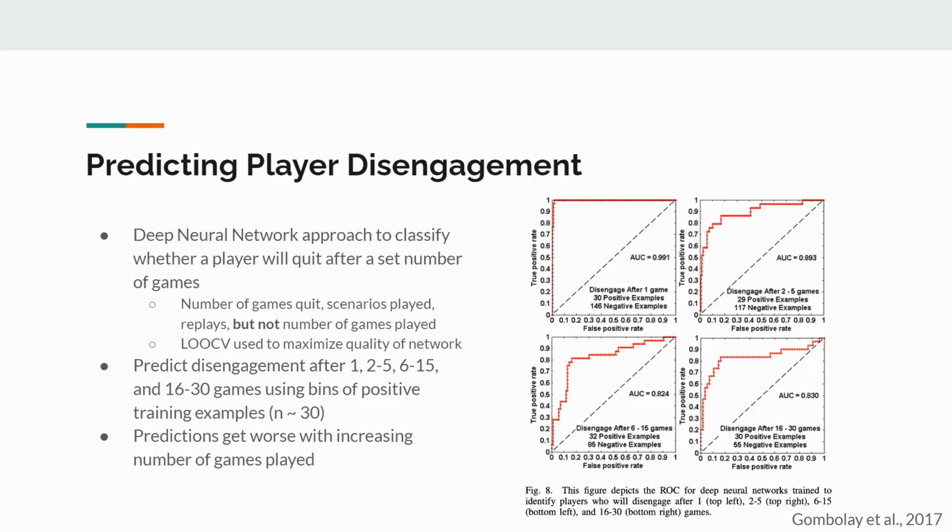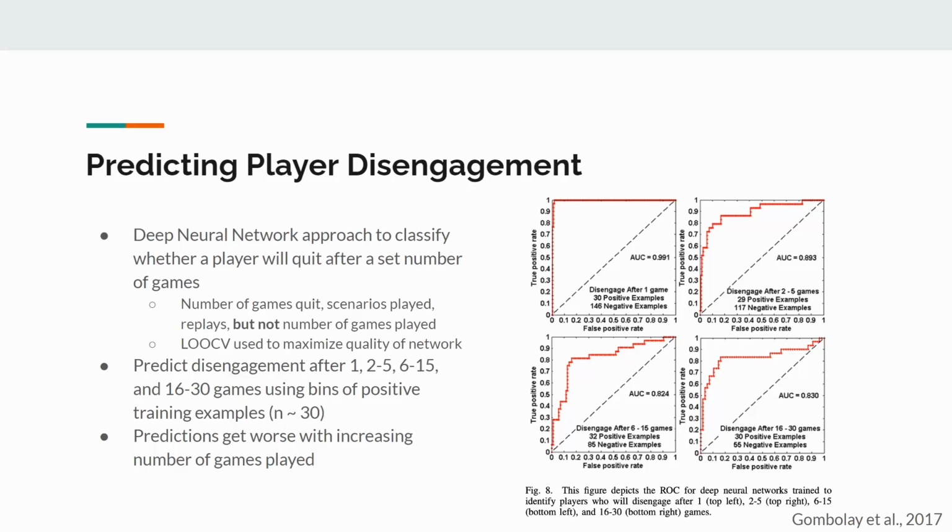The disengagement is able to be predicted after 1, 2 to 5, 6 to 15, and 16 to 30 games using bins of positive training examples. So in bin 1, we have 30 examples of players disengaging after 1 game. In bin 2, we have positive examples of players disengaging after 2 to 5 games. In bin 3, we have positive examples of players disengaging after 6 to 15 games, and finally for bin 4, 16 to 30 games.